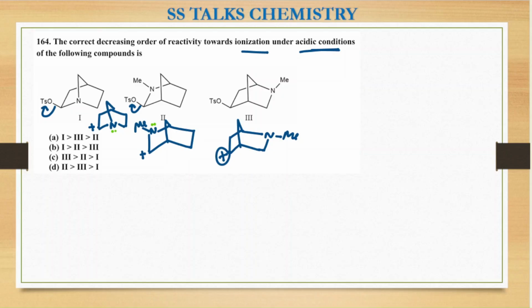This nitrogen atom can apply the plus M effect. So in the first molecule, I cannot apply this plus M effect. Reason being, this will go against Bredt's rule. So this double bond cannot be formed over here. That means least stability will be there in this particular case.